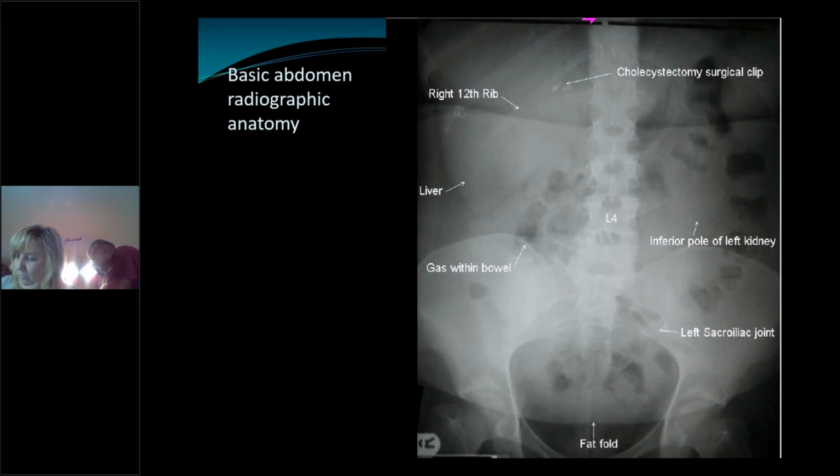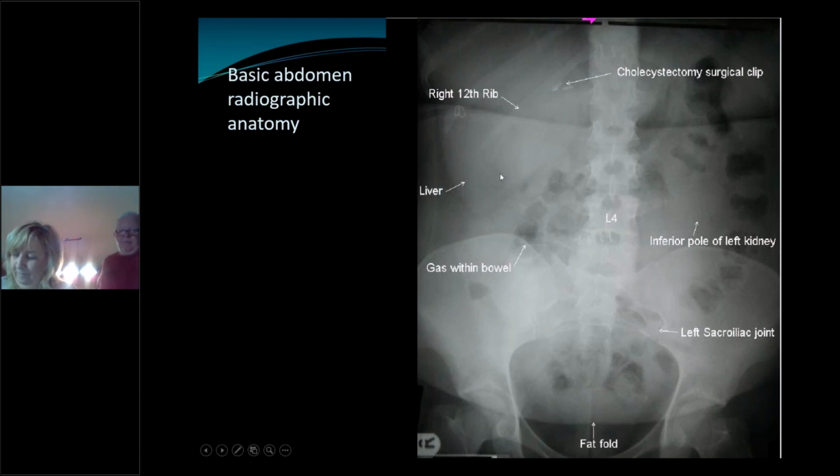When you're looking at this, this is just some of the basic anatomy. Cholecystectomy clip. We know this is a Missouri patient for two reasons. Number one is their gallbladder's out, and that's kind of prerequisite to live here. You've got to have your gallbladder yanked. And the second is they've got a fat fold.